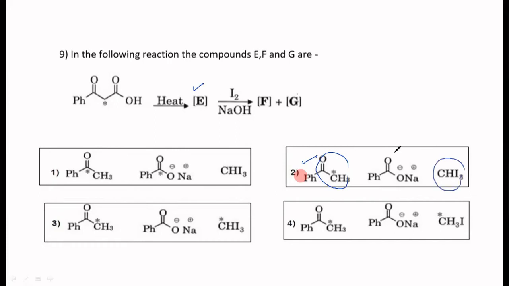One is iodoform and this part will be oxidized. So Ph, C double bond O, O minus. This is what you are going to get. So the correct option is option 2. All of you got this?